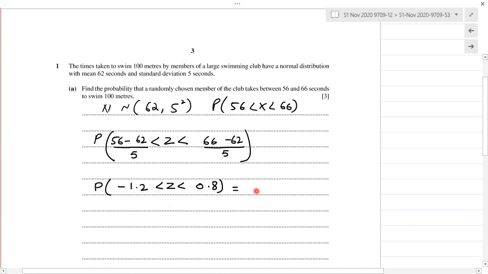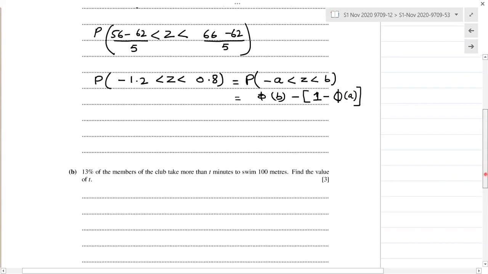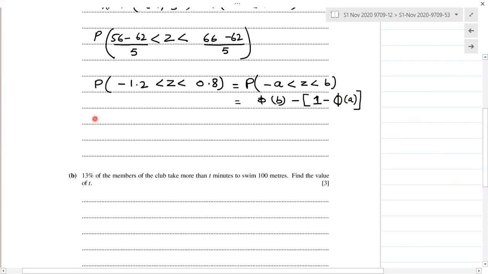Once we have this, the probability of Z between a and b is phi of b minus phi of a. So we're going to apply this over here. So this becomes phi of 0.8 minus (1 minus phi of 1.2).